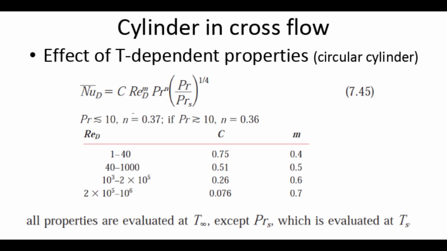Now, N, depending on the condition, is 0.36 or 0.37. Oh, big deal, right? It used to be 0.3333. I don't think anybody can measure this so accurately. But anyway, plug and chug.